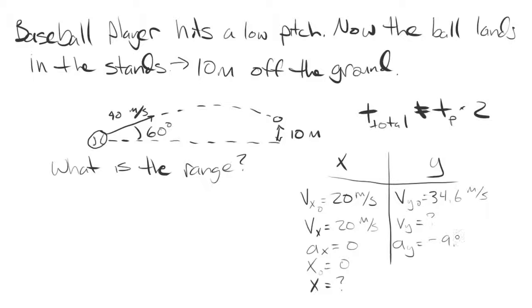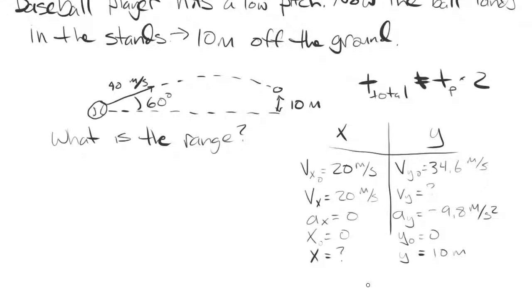Negative 9.8 meters per second squared. So beat these numbers into your head. Y initial is 0. Y final, we're not using F, is equal to 10 meters. All right, so there's my list. Again, I don't know anything about time. Time is an unknown.